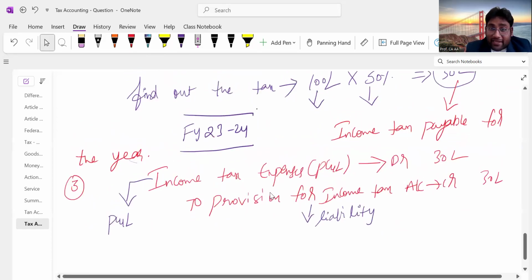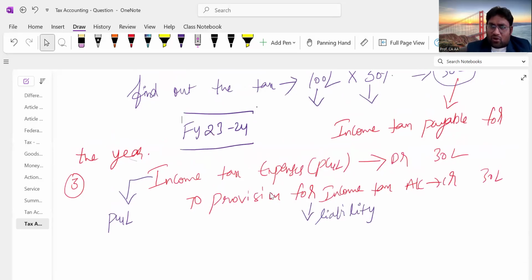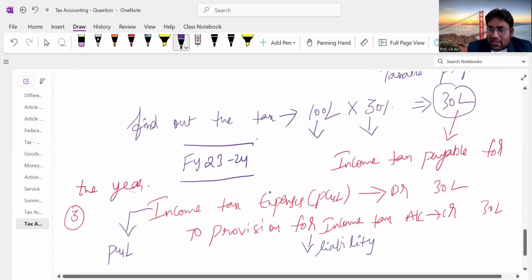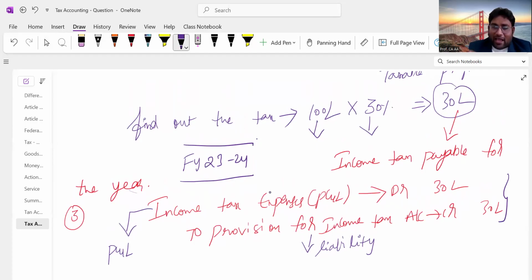This income tax expense relates to which year? 23-24. As per the periodic concept of accounting, I have to write in 23-24 only. That's why I'm writing it. Now here, what happens? This 30 lakhs, you will pay in the next year, because usually you pay the income tax after, as we discussed at the start of the class. This year's income tax, you will pay next year. Even though you pay next year, I have to create the accrual entry as per the accrual concept of accounting. That's why I'm writing it into my books of accounts.